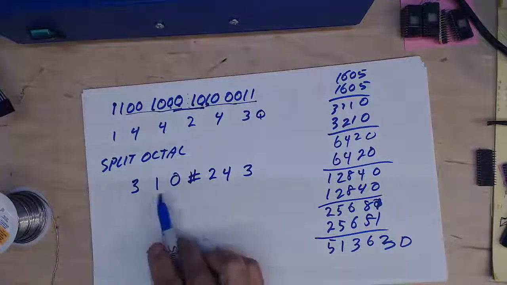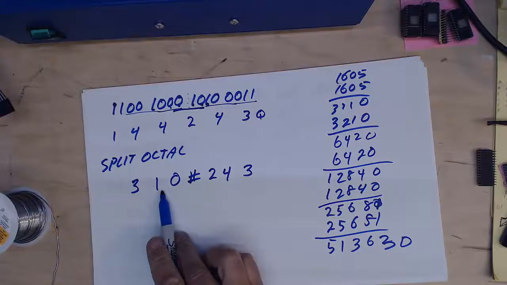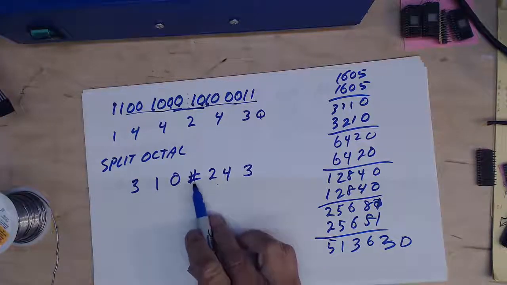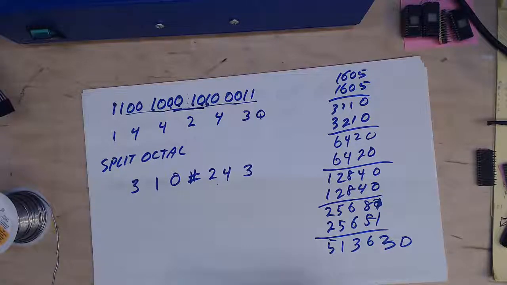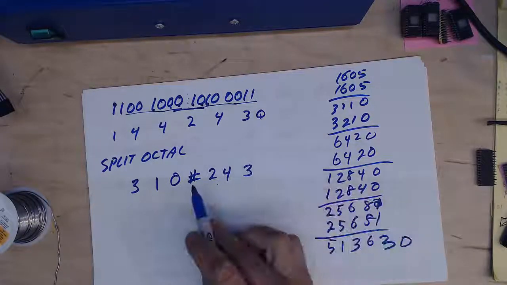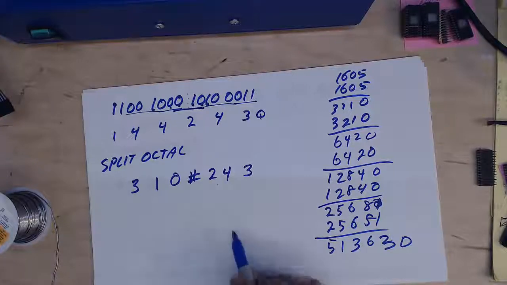So in split-octal, this is going to be 310, 243, and we use the little pound sign in between these to show that this is in split-octal. Or sometimes you would still just use a Q or put a space in there. But at any rate, it's up to you to remember that this is split-octal.